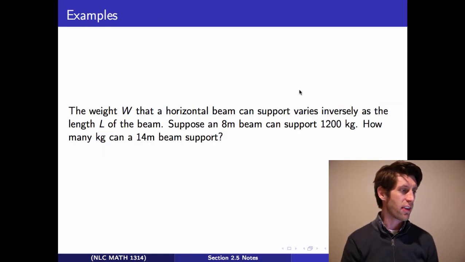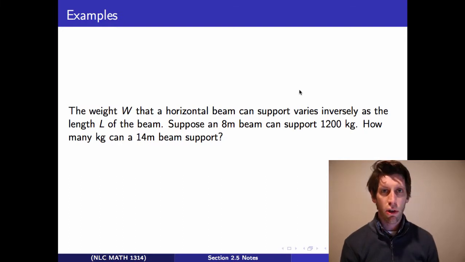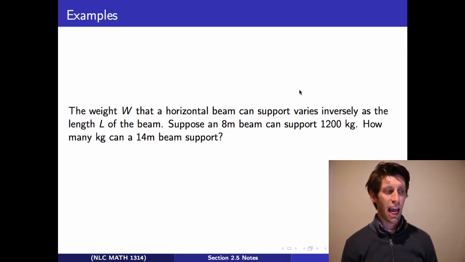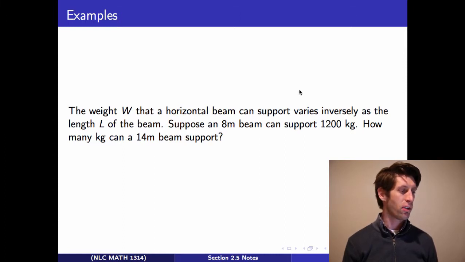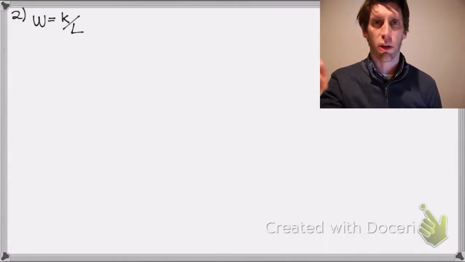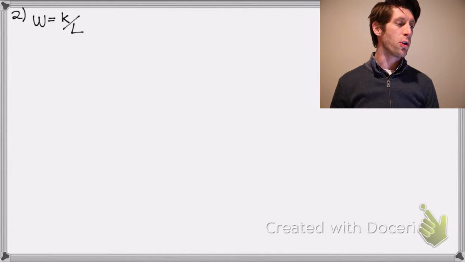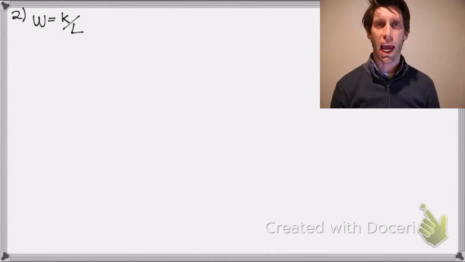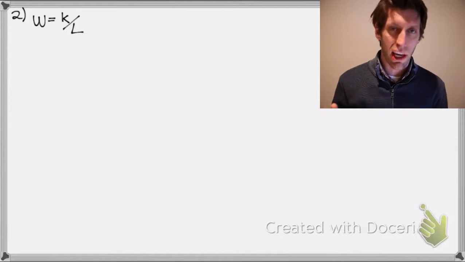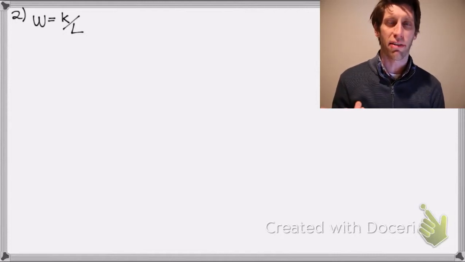So let's take a look at an example of inverse variation. The weight W that a horizontal beam can support varies inversely as the length L of that beam. Suppose an 8-meter beam can support 1,200 kilograms of weight. How many kilograms can a 14-meter beam support? You'll notice in this particular problem that they tell us which variables to use. We're supposed to use W for the weight and L for the length of the beam, both of which are capital. So we don't really need to name our variables because that step is done for us.